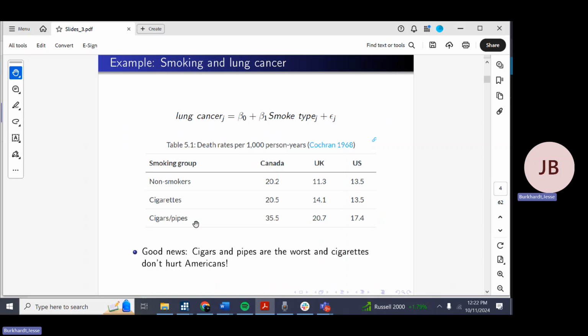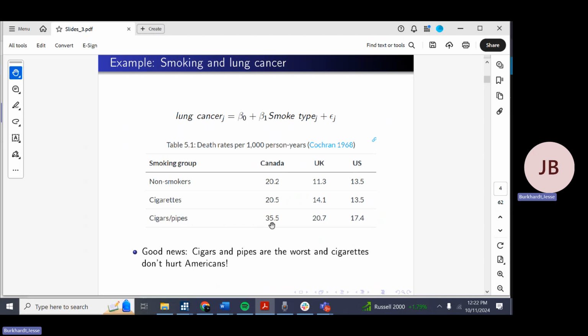for non-smokers, cigarette smokers, and cigar and pipe smokers, in different regions. What we notice here is that these are raw death rates. Interestingly, non-smokers and cigarette smokers appear to have, at least in the United States, identical death rates. In Canada, they're not much different. So that suggests that cigarette smoking in the US and Canada is not bad for you. In the UK, it's a little bit bad for you. Cigar and pipe smokers die more frequently than anyone else. Now, is this true? What could be going on here?